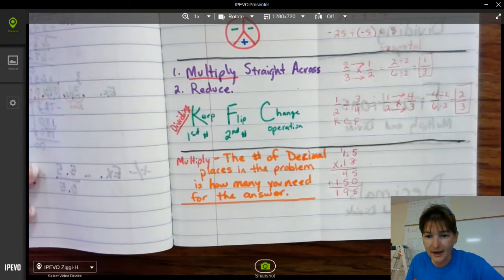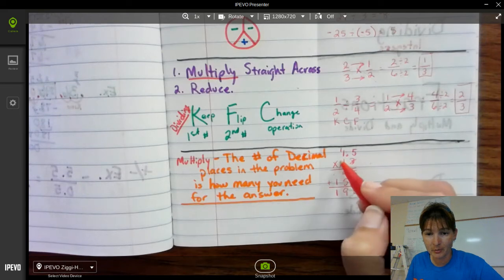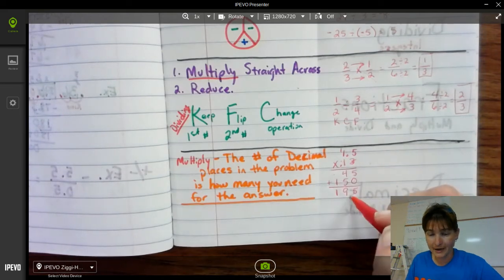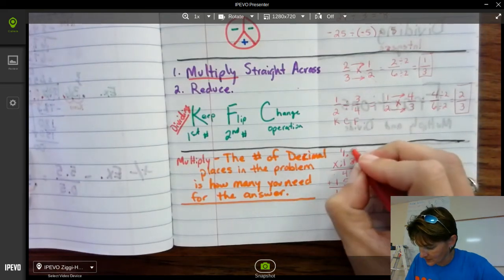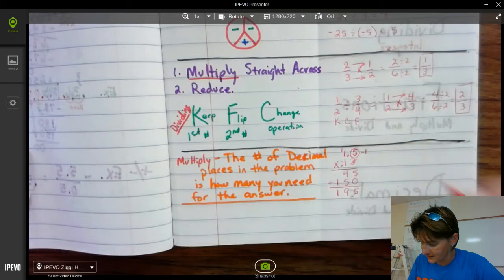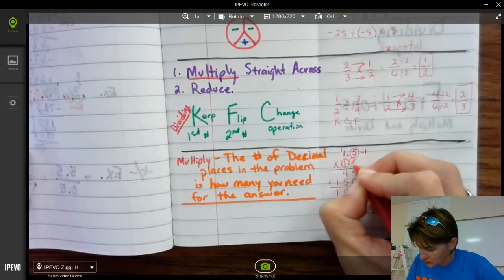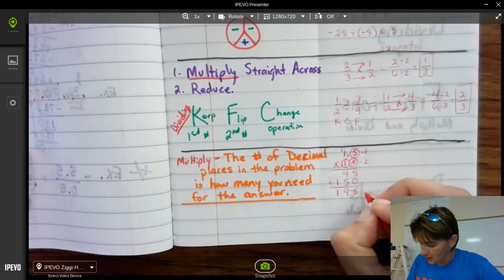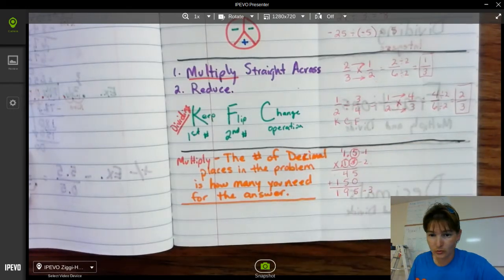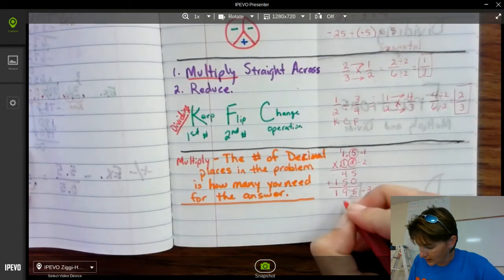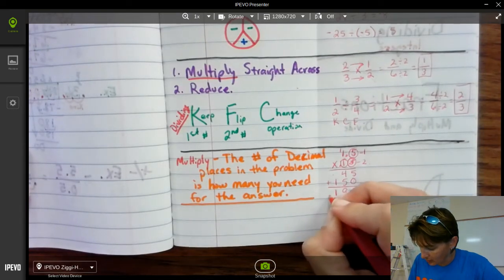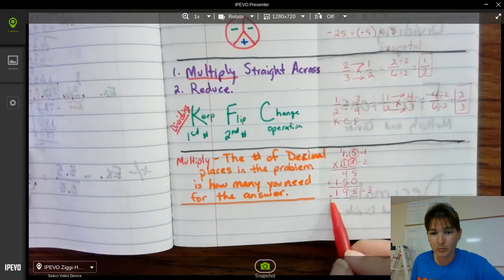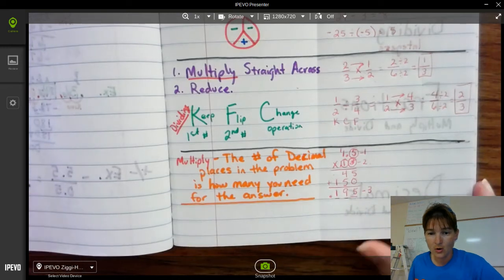And now let's look at how many decimals we have in the problem to put in our answer. This first number has 1 decimal place. This second number has 2 decimal places. So in our answer, we need a total of 3. 1, 2, 3, and then we place our decimal. So our answer is 0.195.